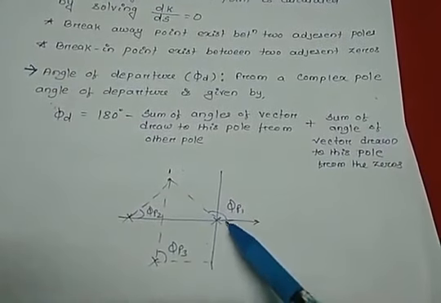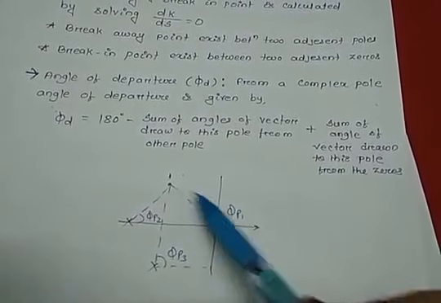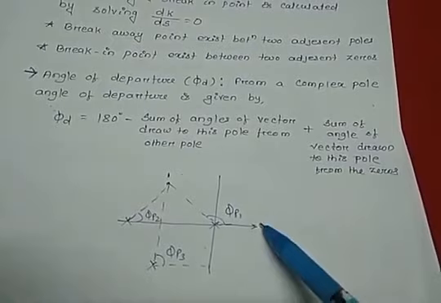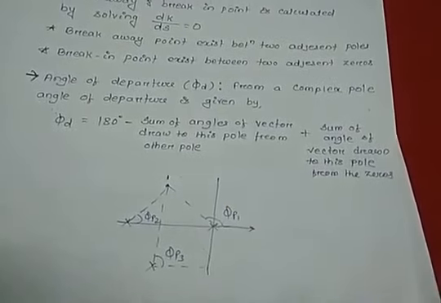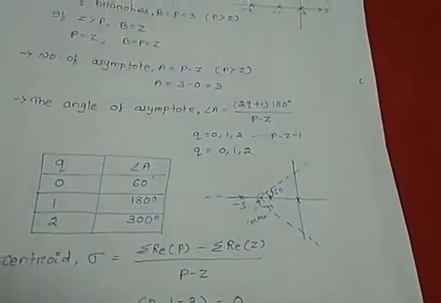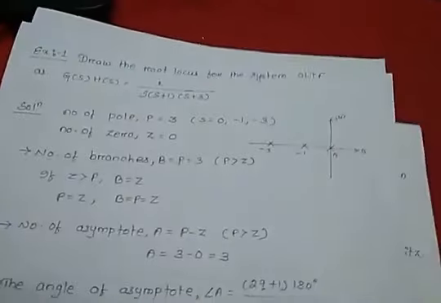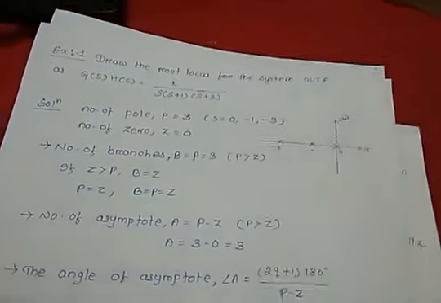Here we have mentioned only poles. If we have 0s, then we also have to calculate the angle with respect to the reference pole. Next is to find the angle of arrival. This is the angle of arrival.